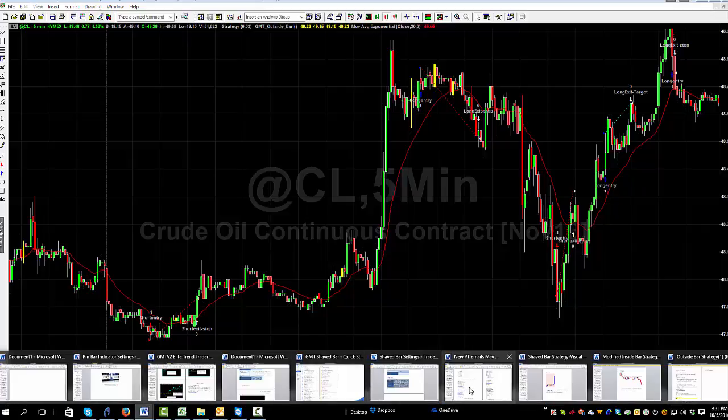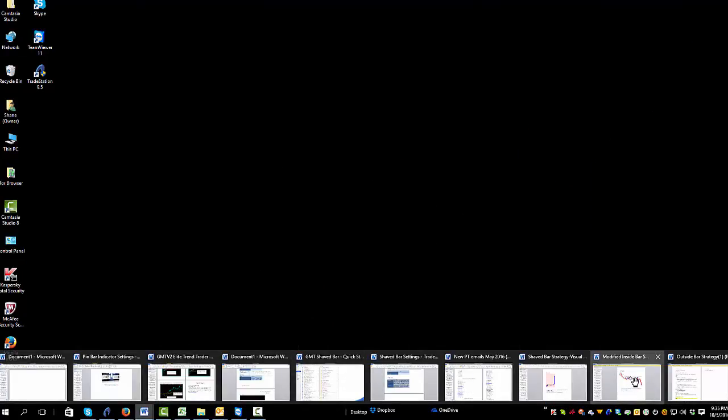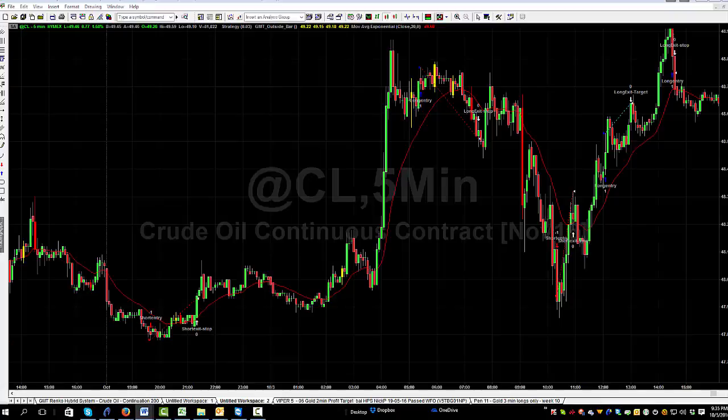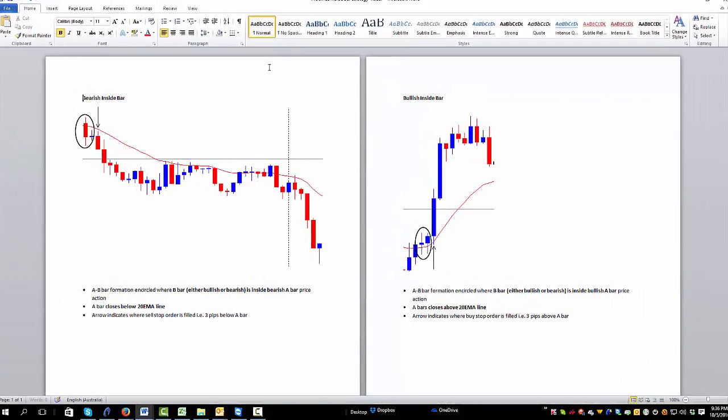Let me just pull that one up. So the inside bar, adding this information out to you as well. Again, an A bar formation, circle with a B bar, either bullish or bearish, is an inside bearish A bar price action. So that's our inside bearish bar. There's our inside bullish bar. Once we get that set up, we're looking for the A bar to close above the 20 period moving average for a long and below on a short. So nice and simple again, and that's another one of our price action systems.